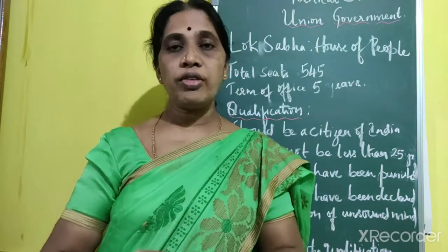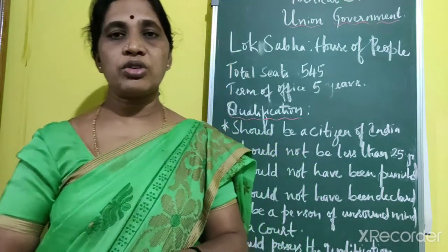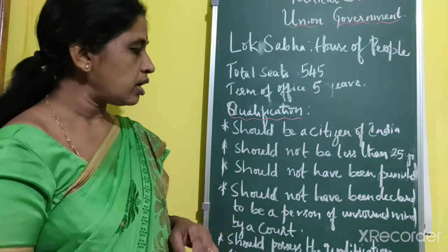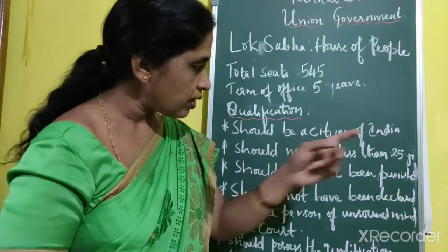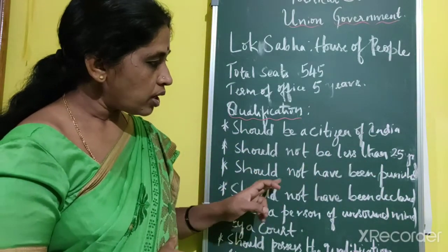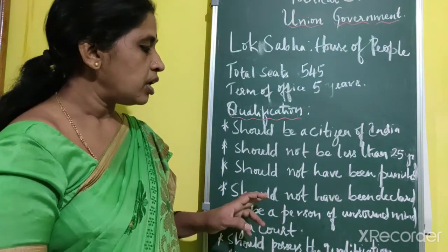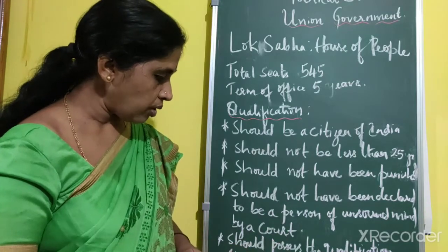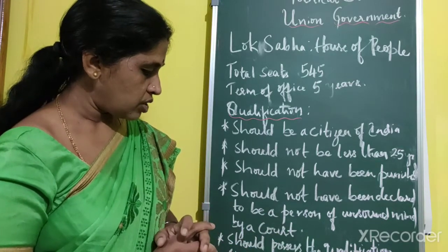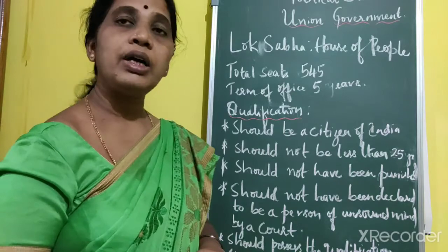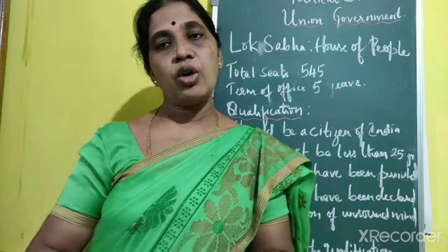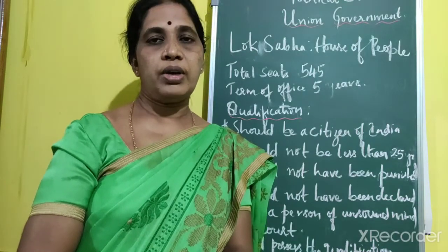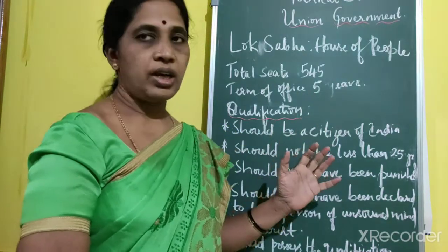So what is the qualification required to become a member of the Lok Sabha? He should be a citizen of India, should not be less than 25 years of age, should not have been punished under law, and should not have been declared to be of unsound mind by a court. He should possess the qualifications specified from time to time by the Parliament. And also you should not hold any office of profit under the government. Okay, so these are the qualifications.